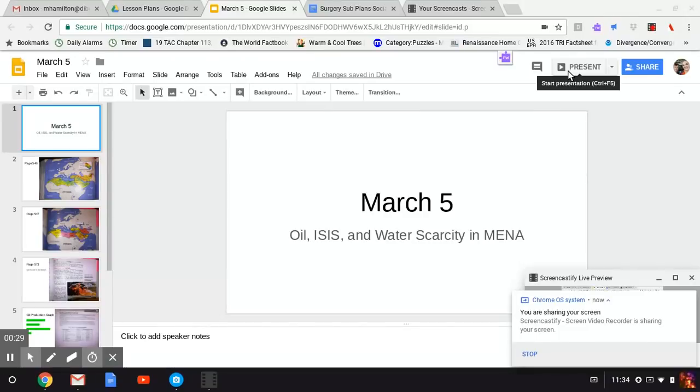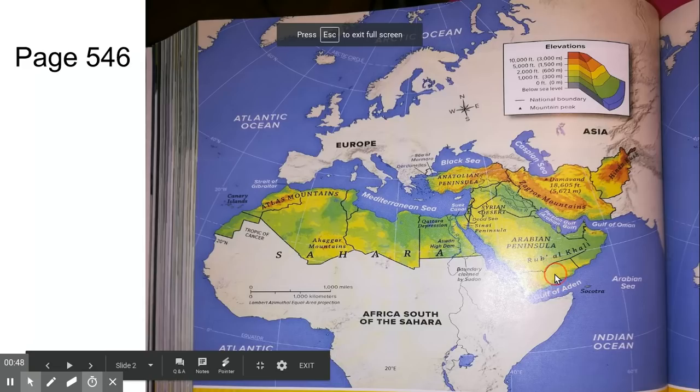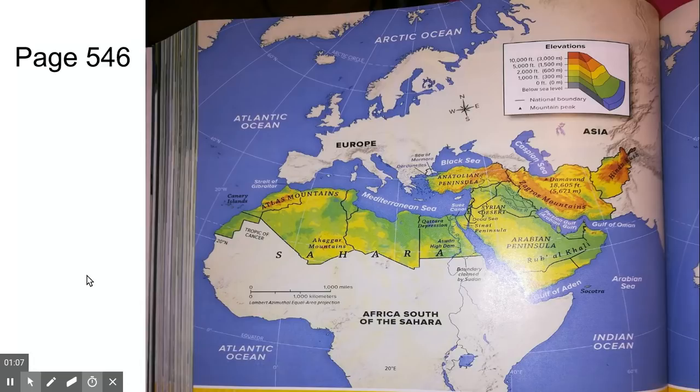All right, so go ahead, get your textbook out from the desk, turn to page 546. Okay, pause this video while you are turning to that page. 546. And what you'll see is a map that looks like this. So pause the video right now and turn to page 546.